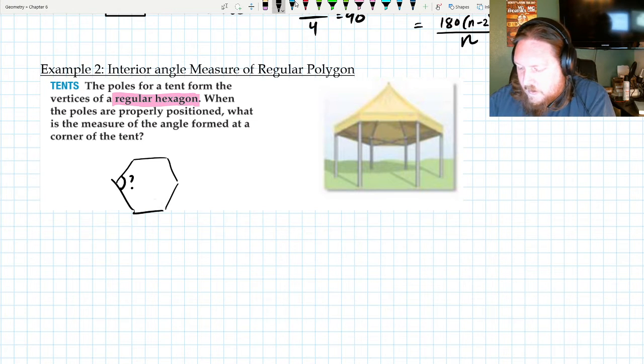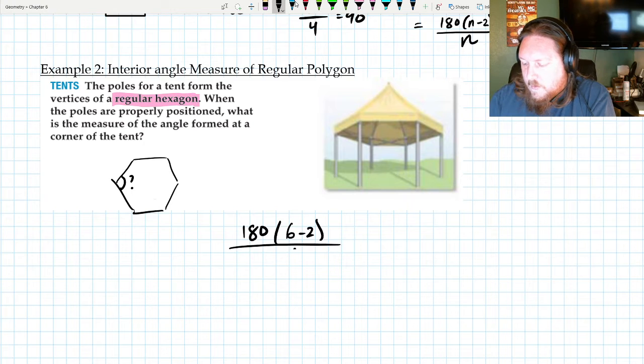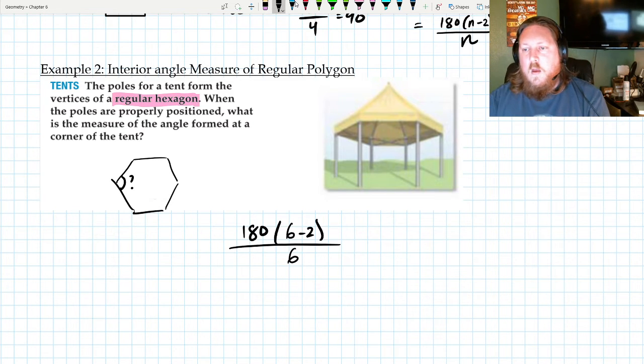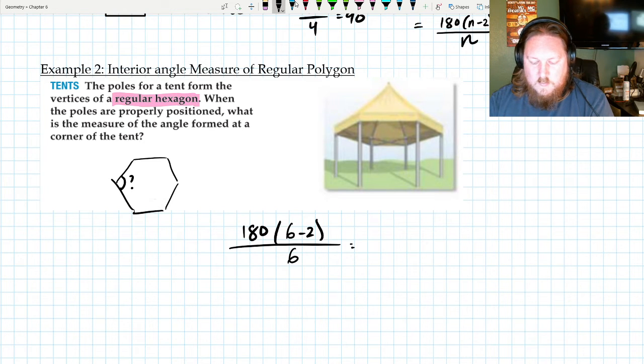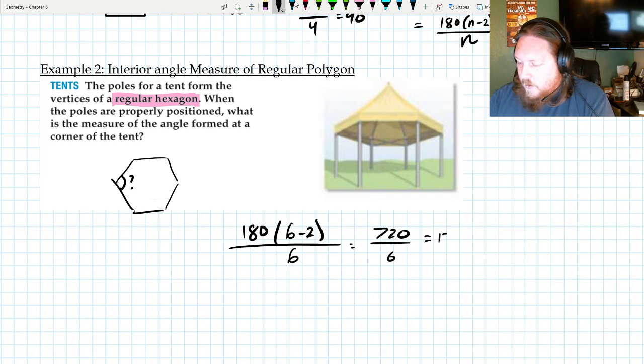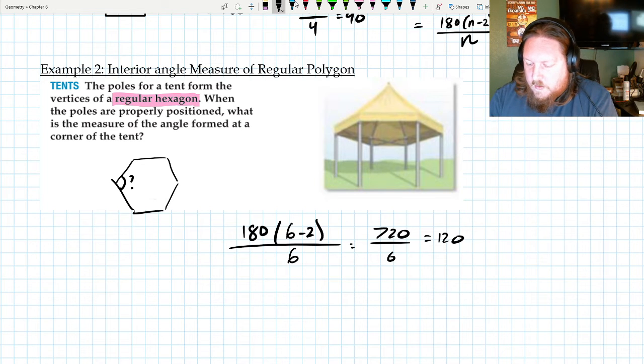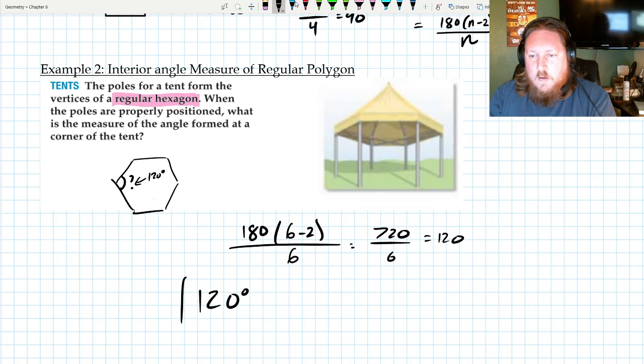Well, this is where our formula comes in. 180 times (not 4, because we're working with a hexagon, so there are 6 sides) 6 minus 2, divided by the number of sides, 6. 180 times 4 is 720. Divide that by 6, and we get 120 degrees. So we'd say this angle in here is 120 degrees, because all of the angles are 120 degrees, and that is our answer.